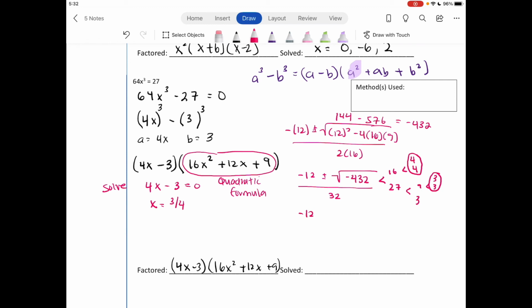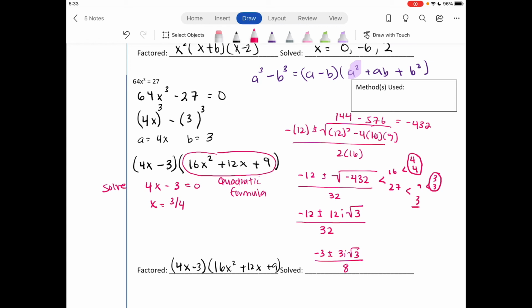So now we have negative 12 plus or minus. Multiply that 3 and 4 together, what we're taking out, so that will give us 12. Remember, we have a negative, so we need to make sure we have an i now, and we have the square root of positive 3 since that 3 is left over on the inside. All of this divided by 32. Last thing is to simplify. We can divide all of it by 4. So now we have the solution of negative 3 plus or minus 3i square root of 3 all over 8.